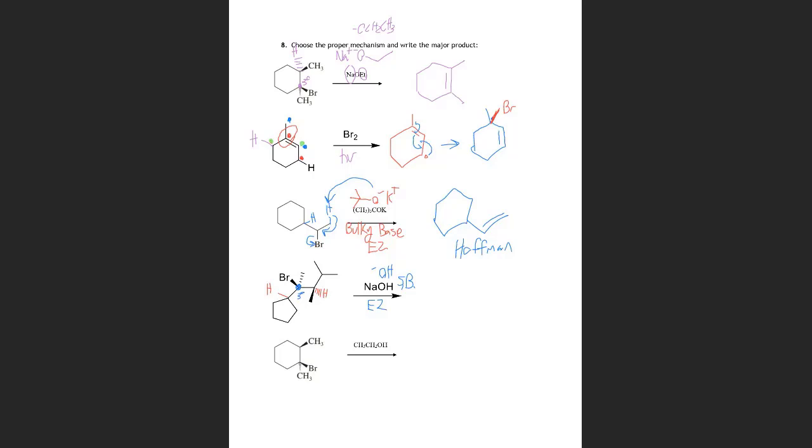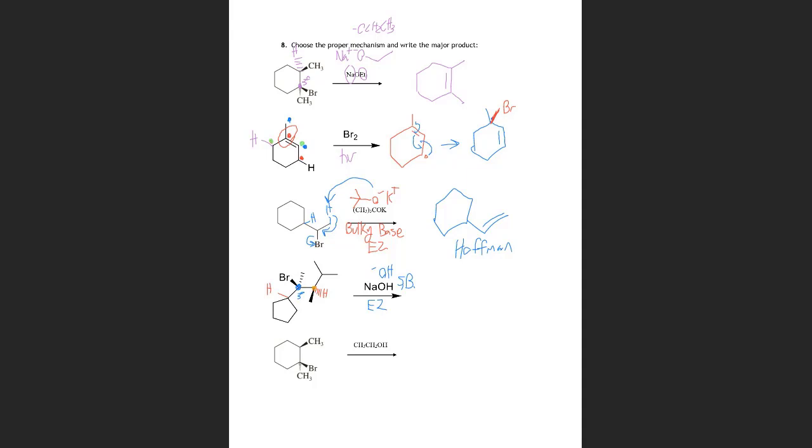But anyways, we continue with the E2 mechanism. We know that we have to have the anti-coplanar. We know that we want to have the Hoffman product. And so the Hoffman product would, this one is tricky. But the Hoffman product would prefer the bulkier. Not Hoffman, I'm sorry, Zaitsev, you're correct. I'm sorry for my terminology lapse.